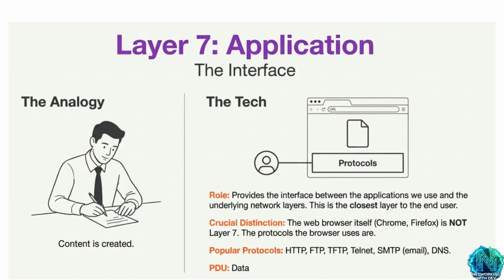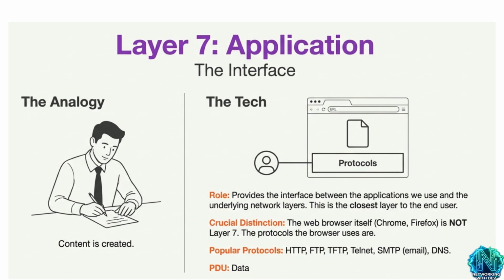Layer 7, the application layer, serves as the direct interface between the network and the end user. To understand this, look at our analogy on the left. Just as a person starts the communication process by sitting down to write a letter, this layer is where the content is first created in the digital world.